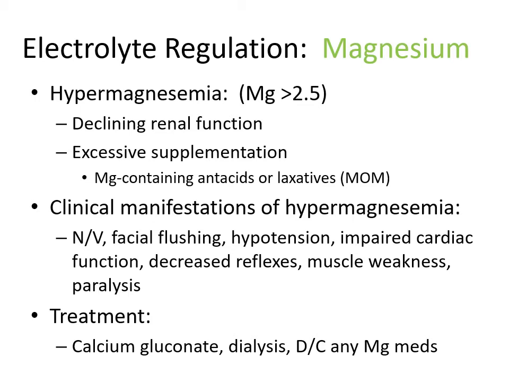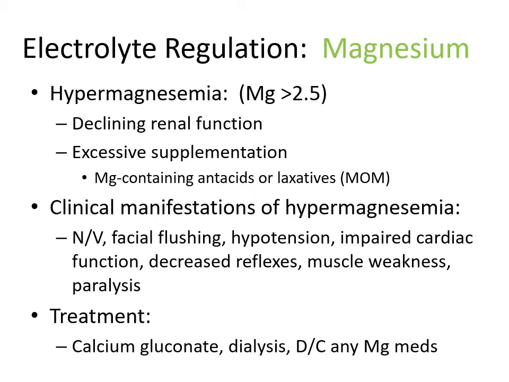Hypermagnesemia, more than 2.5, is seen in declining renal function or excessive supplementation. Specifically, this occurs when patients are taking magnesium-containing antacids or laxatives, most famously milk of magnesia. The infamous Phillips, typically used for bowel movements, is also very high in magnesium.